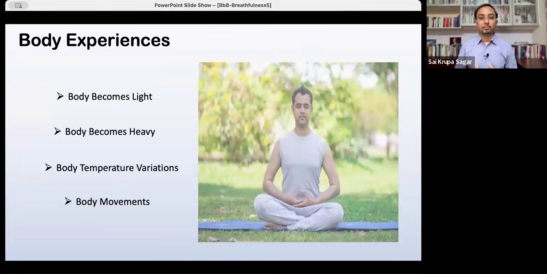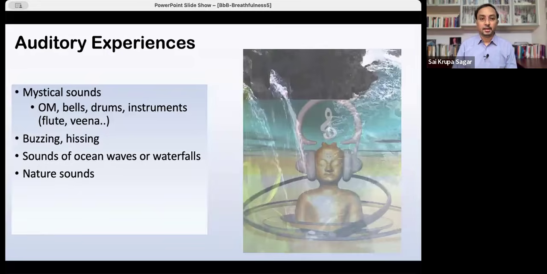Some of you might feel your body becoming light during meditation. Some of you might feel it is heavy. Some of you have felt temperature variation. Sometimes you feel the body cold, body warm, sweating, and then there's a kind of body movement. Some body movements will happen in advanced states of meditation, right? So going back and forth or turning like this. You'll feel that joy, that bliss of movement, right? So bodily experiences are possible.